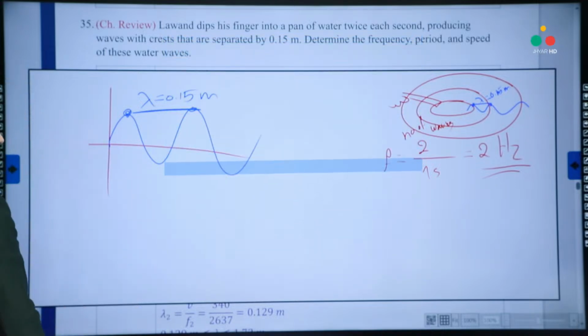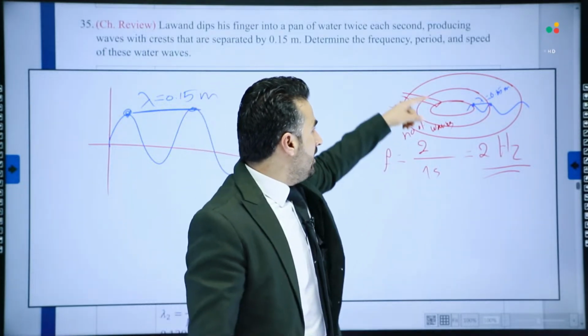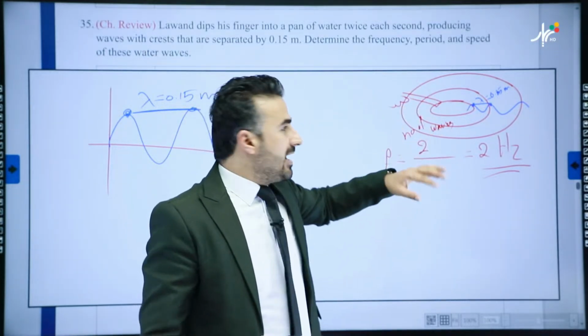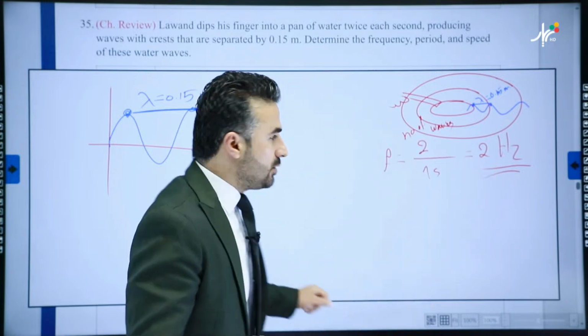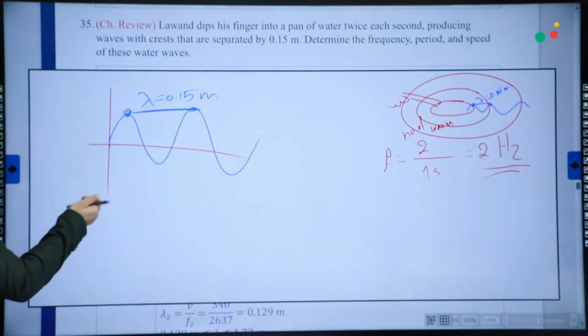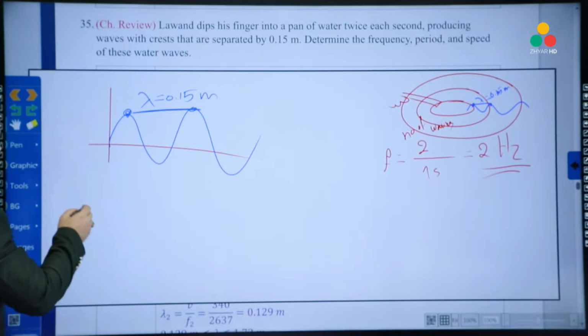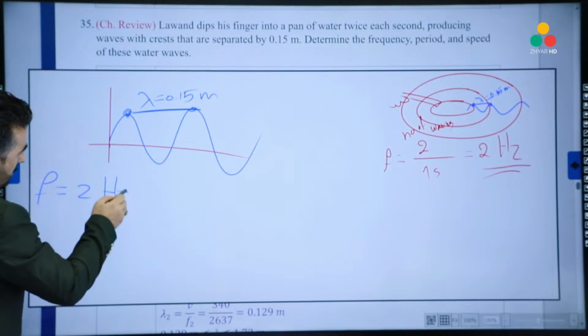So first of all, we found the frequency without even seeing the question because he dips his finger twice, so 2 vibrations in 1 second. So number of waves divided by seconds, 2 divided by 1, that is 2 hertz. So the frequency for these water waves is going to be 2 hertz. Okay, that is the first one.